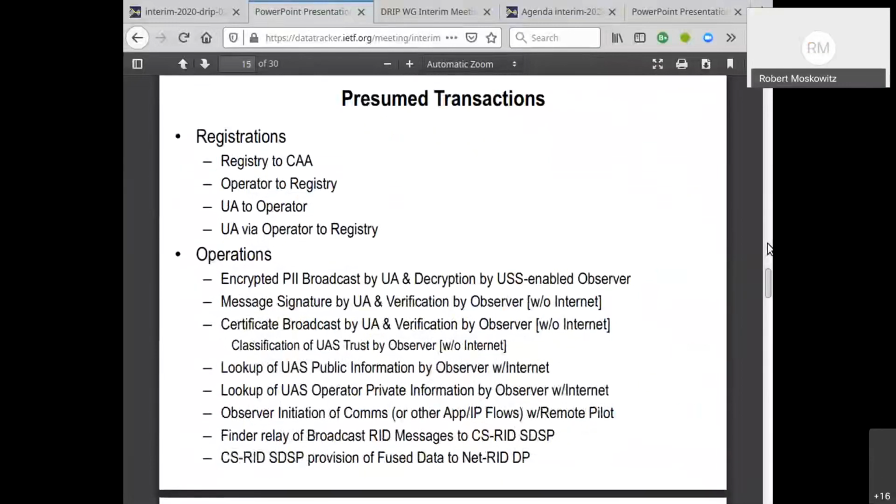This is also unchanged, but it probably should be changed. There may be additional operations that are not on this list, so I would really solicit everybody to look at this list and identify what's missing.